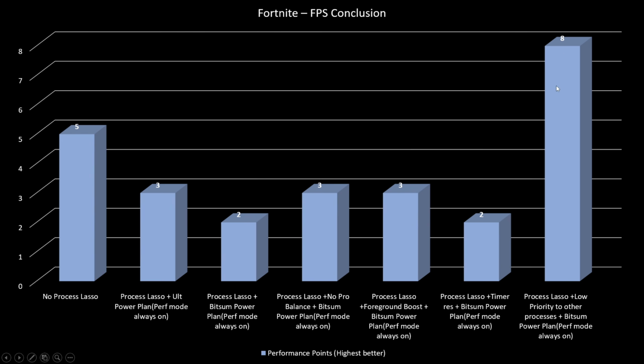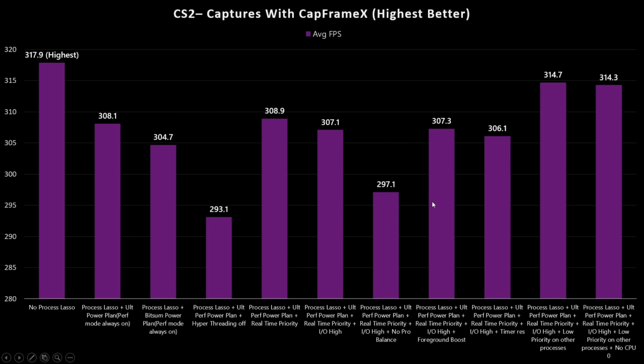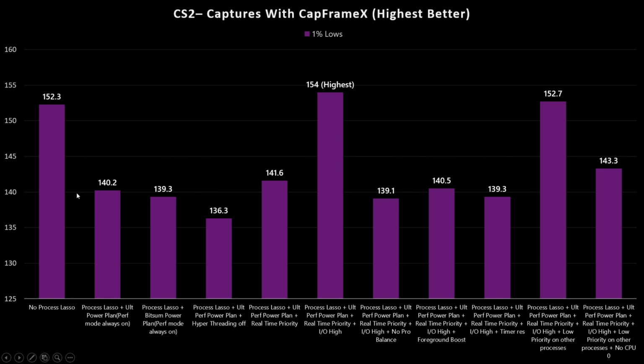So for Fortnite, the best option seems to be Process Lasso and low priority to other processes plus Bitsum Power Plan. In CS2, the best option for average FPS is without Process Lasso.